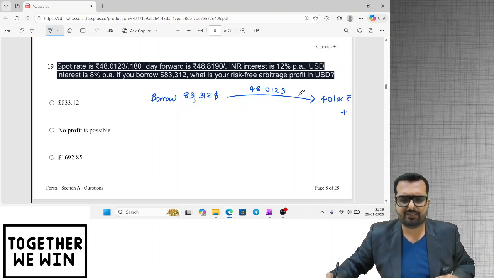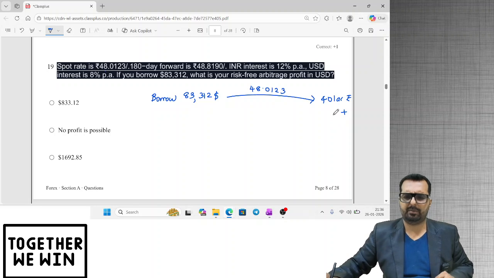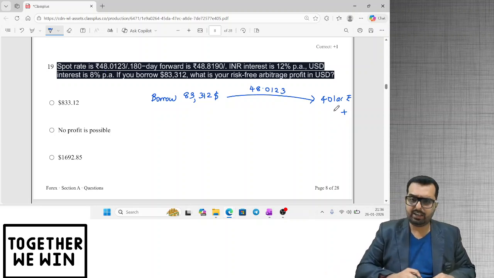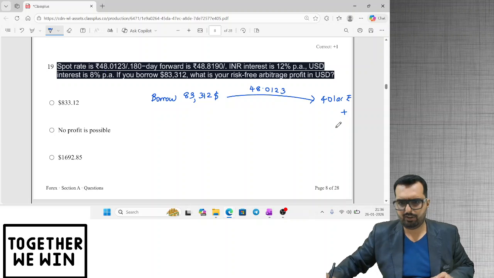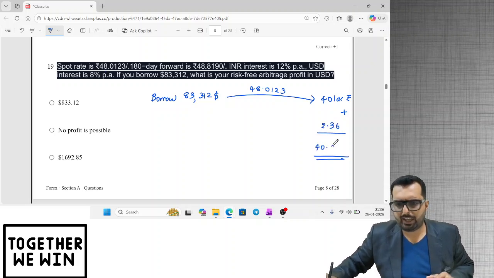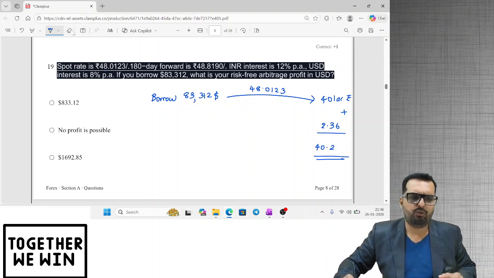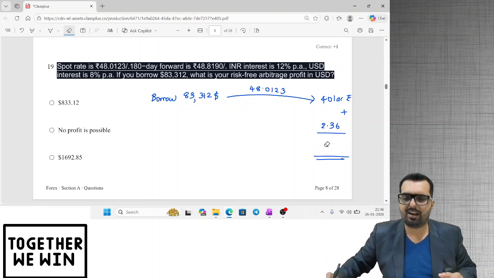This I will invest in rupees at the rate of 12% per annum for 180 days, which will be 6%, or 40 lakh into 12 percentage into 180 divided by 365, which will be 2.36 lakhs. So the amount I get in my hands will be 42.36 lakhs after 6 months.